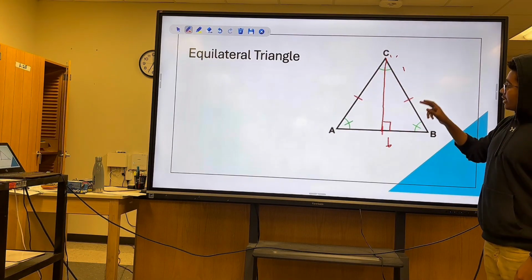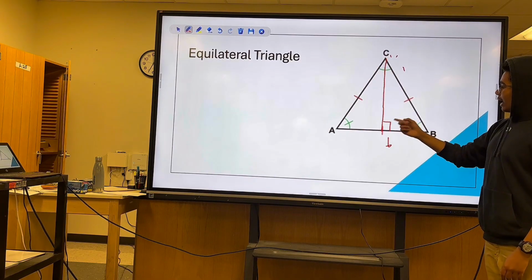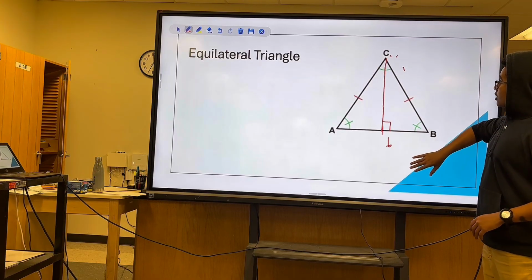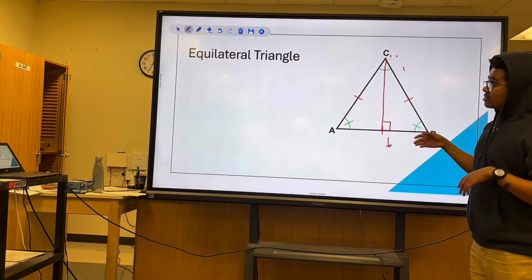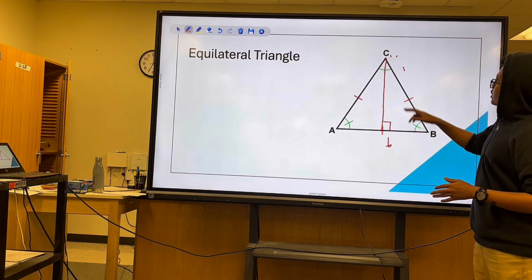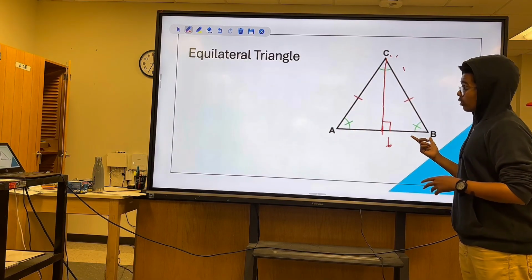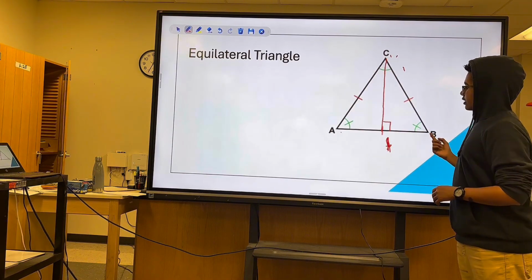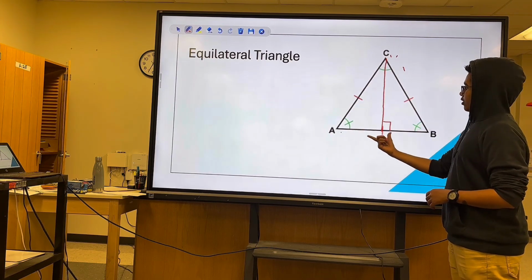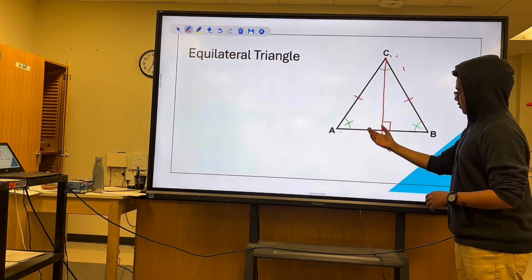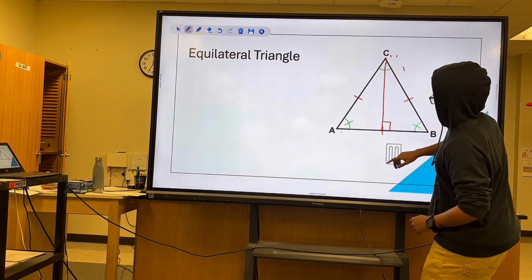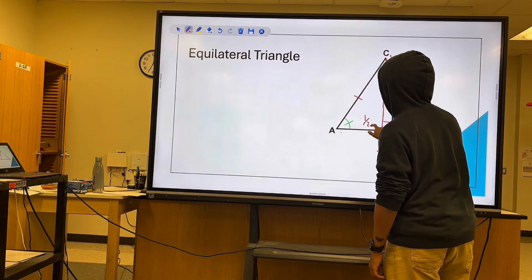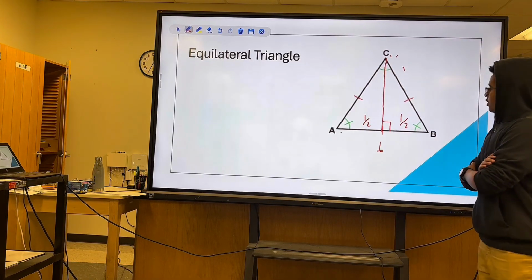Alright, the height is going to touch the base of the triangle at the right angle. Now, after we have visualized our height, we know that since this is an equilateral triangle, another unique property is that the height bisects one of the sides. So whatever the total side length is, this side is going to be 1/2 of the original distance. Since we assume that the original distance was 1, this is going to be 1/2, and this is also going to be 1/2. All right.